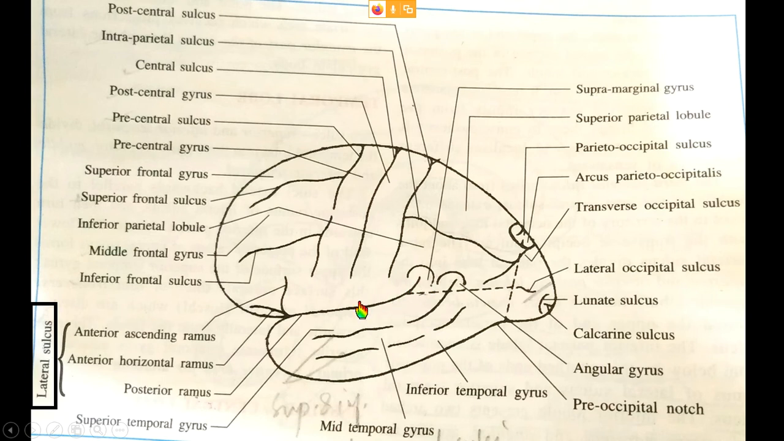Here you can identify the posterior ramus which is extending backwards and encroaching into the inferior parietal lobule. This is the end of the posterior ramus of the lateral sulcus, and it is occupied by a gyrus called the supramarginal gyrus.